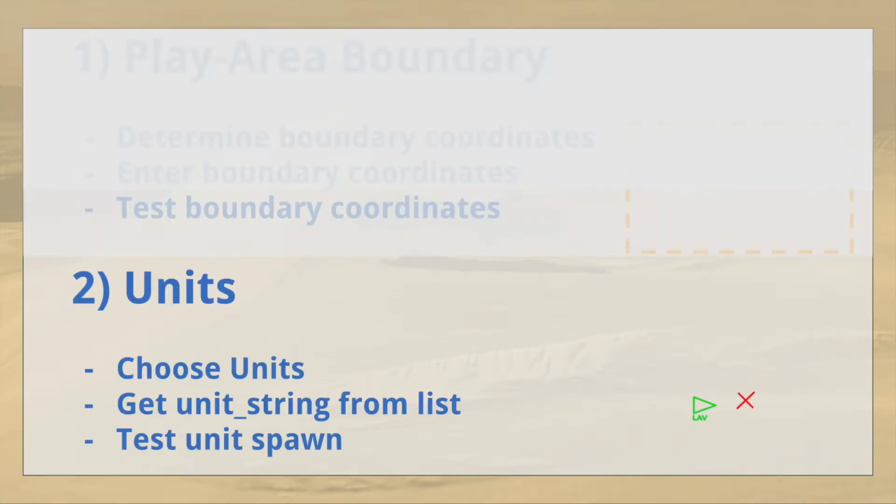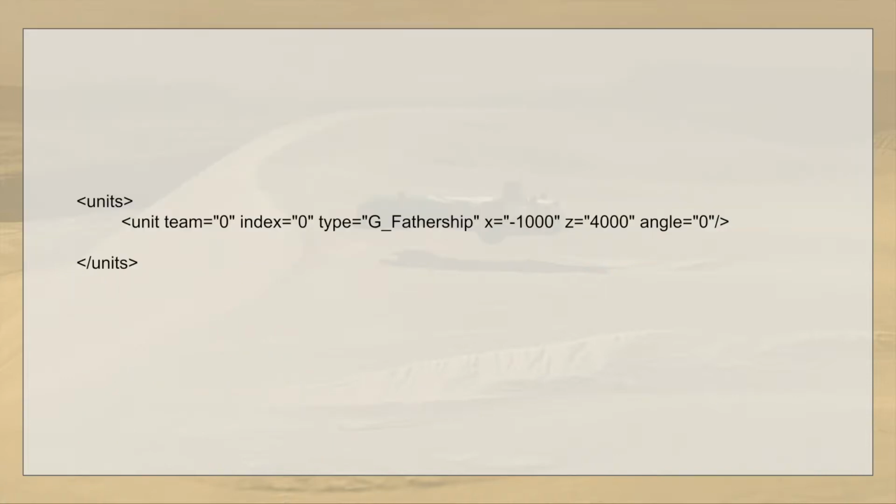Next, we're going to try and throw in some units. We've already chosen the LAV and the blast drone. We need to get the unit string from a list, and then we're going to test them. So I'm going to use the units tag that looks like this. It has an opener and a closing one, and then we can put as many lines as we want in here that look like this. Unit team. The team is going to be team 1 or team 2, but in computer language it starts at 0, and then 1 is the second one. So team 1 is team 0.